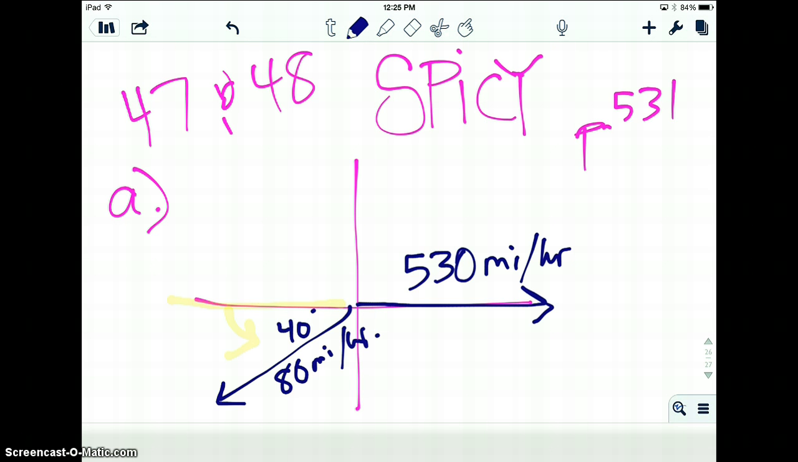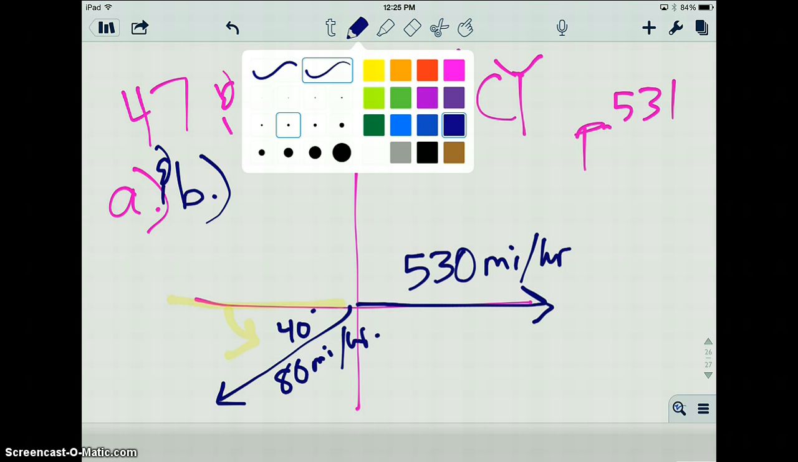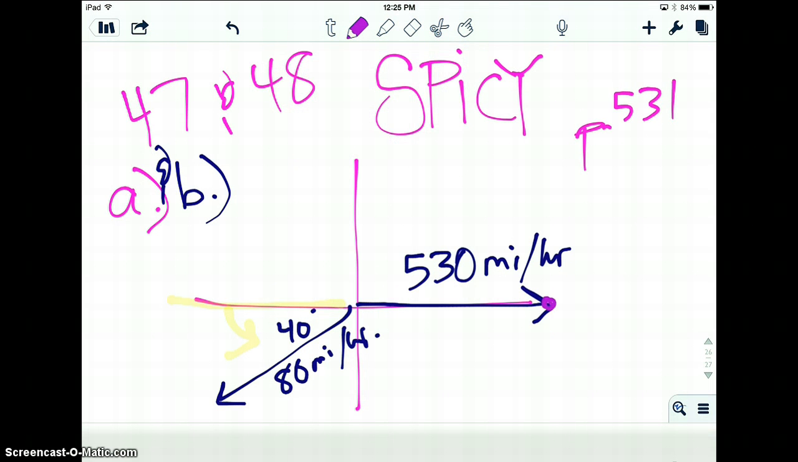In part B, express both vectors from part A in ordered pair notation. So I'm going to go ahead and label these A and B. I'm going to have an ordered pair for this one here, and where is it going to be? With the arrows, it's going to be at 530, 0, because it's right there on the x-axis. This one takes a little more work.